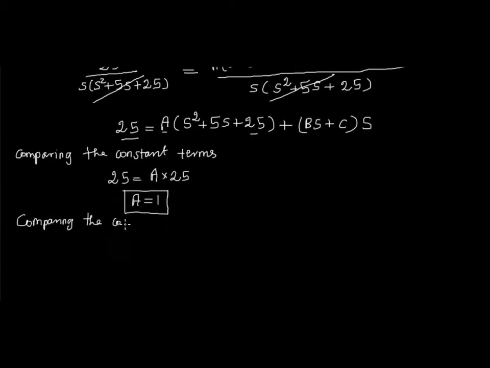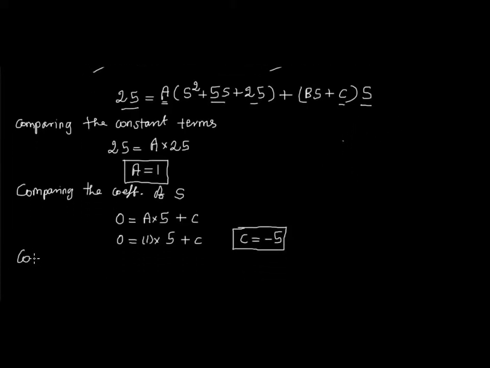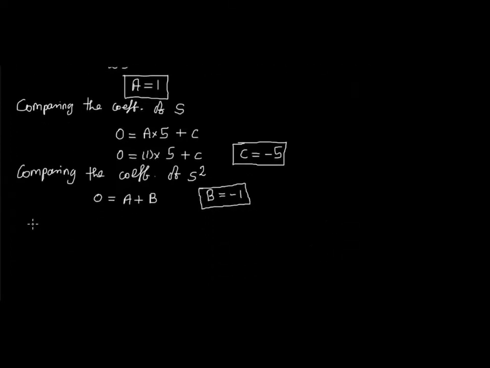Next we can compare the coefficient of s, then we will be getting a into 5 plus c is equal to 0. So we can find the value of c is minus 5. Now we can compare the coefficient of s square, then we will be getting 0 is equal to a plus b. Now we can substitute the value of a, then we will be getting the value of b is minus 1. Now we know the value of a, b and c.